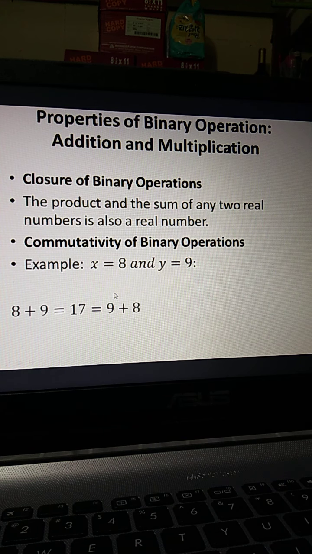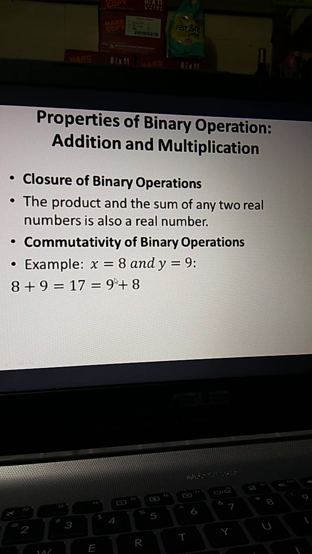Next, commutativity of binary operations. Here, the positions of the numbers or the variables do not affect the value. For example, we have x is equal to 8 and y is equal to 9. 8 plus 9 is equal to 17. And of course, 9 plus 8 is equal to 17. We notice that 8 here is the first number, while here 9 is the first number. So the order of the numbers does not affect the output.